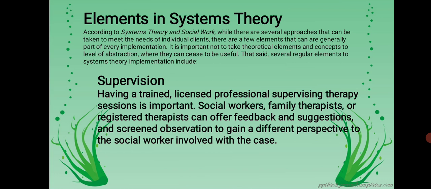Elements in system theory. According to system theory in social work, while there are several approaches that can be taken to meet the needs of individual clients, there are a few elements that are generally part of every implementation. It is important not to take theoretical elements and concepts to a level of abstraction where they cease to be useful. That said, several regular elements of system theory implementation include supervision.